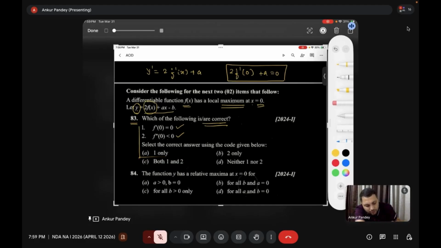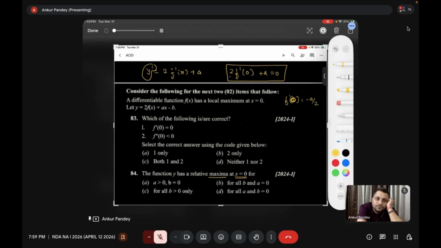So now they are talking about y. Second question, 84, they are talking about y. So, for having a maxima at x equal to 0, the first differentiation of y, which is this, has to be equal to 0. Means f dash 0 has to be equal to negative a by 2. Yes or no? Clear? Fine.